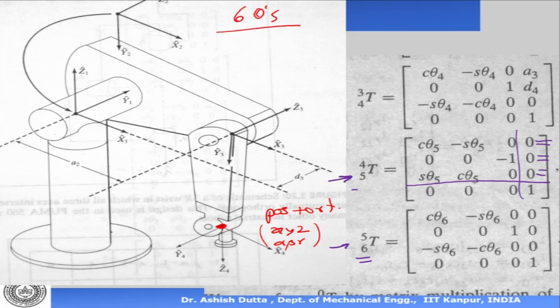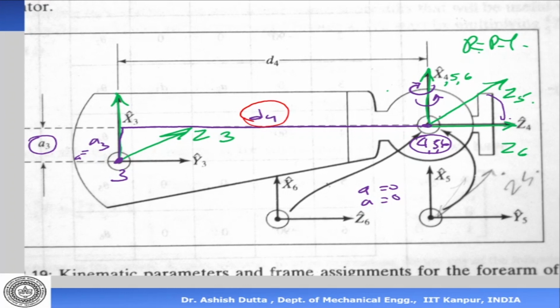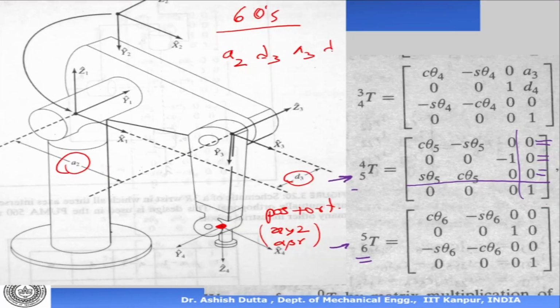And there are these joint variables: A2 is one, then there is D3, and on the front side we have A3 and D4. These have numerical values, they are link lengths and offsets, so they are fixed.